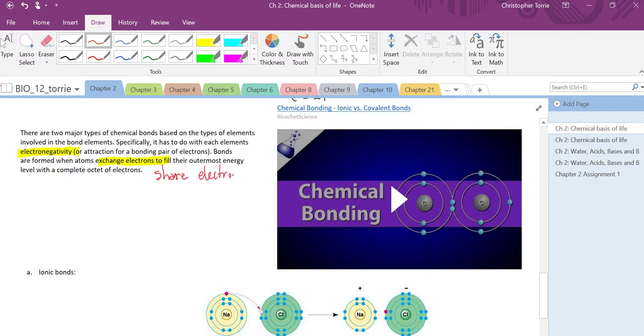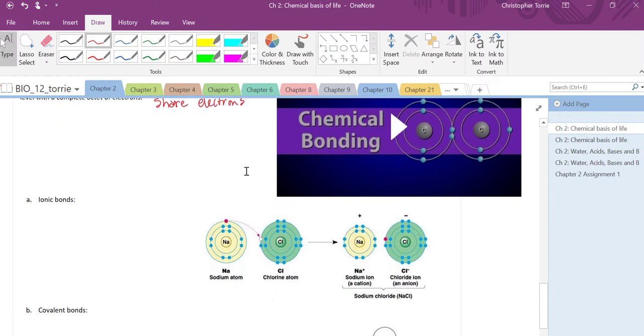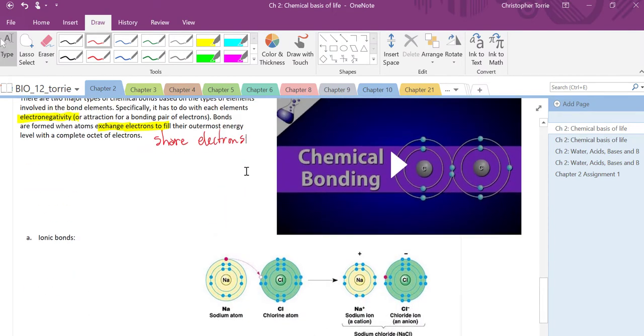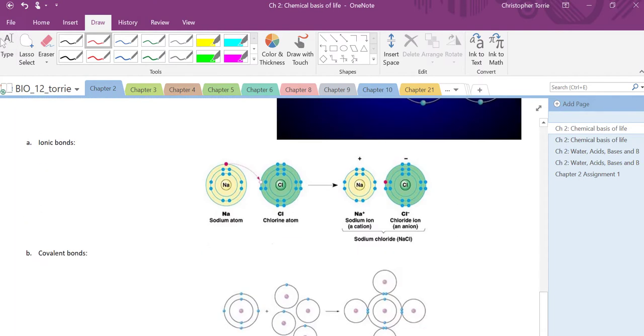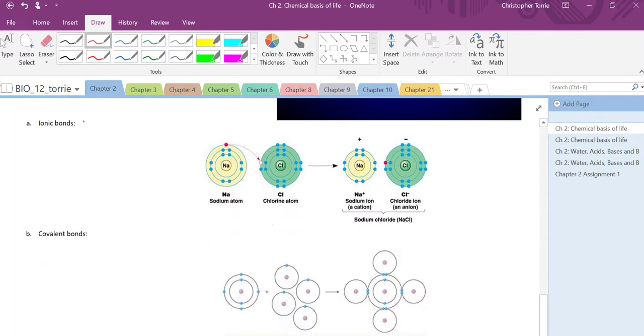Okay, and so the first type of bond is what we call an ionic bond, and it results from an exchange, right? So a transfer of electrons. Let's write that down. So ionic bonds occur between usually metals.